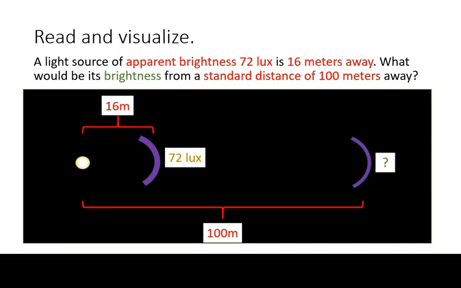Read the problem, taking note of the relevant quantities. Notate what is being asked for. Visualize to predict what the answer might be. In this case, because we have an unknown brightness at a much larger distance, we would expect that the answer would be a lot lower than the known brightness at a closer distance.